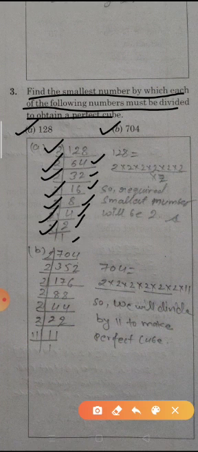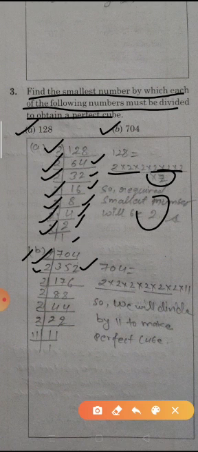So in the factors, one group of 3 numbers is complete, the second is complete, and 2 is left. So the required smallest number will be 2, divided by 2 to make a perfect cube. The second question is 704. Again divide by 2, 352; divide by 2, 176; divide by 2, 88; divide by 2, 44; divide by 2, 22; divide by 2, 11; divide by 11, 1.